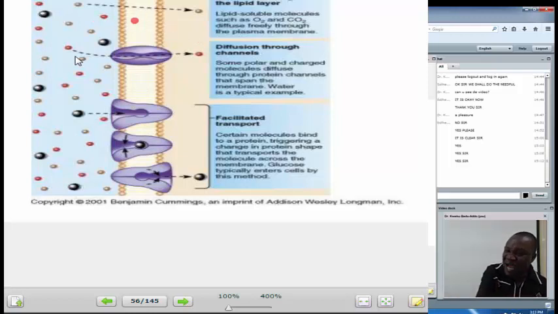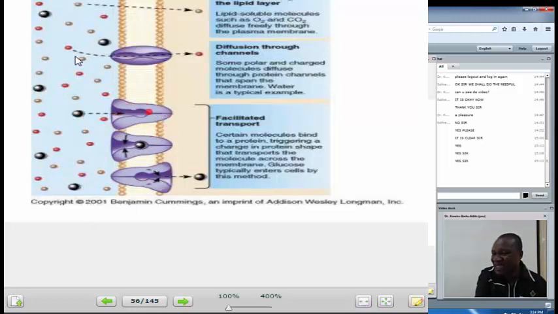Then we have the ions, the red particles. Now, these ions are unable to move across the lipid bilayer, so they utilize transmembrane proteins called channels. So we have a channel, and in the channel we have a water-soluble region where the ions will move across. So the ions will move across utilizing channels. Then we have facilitated diffusion. Now, these two are simple diffusion, right?